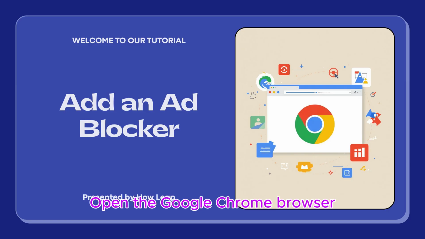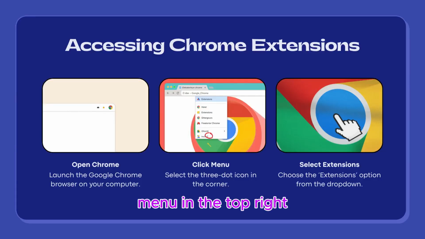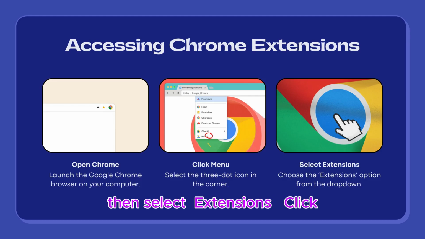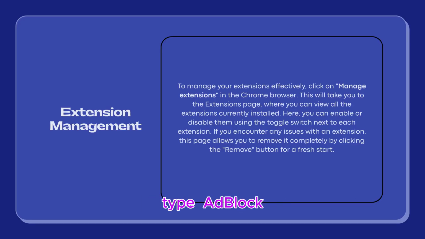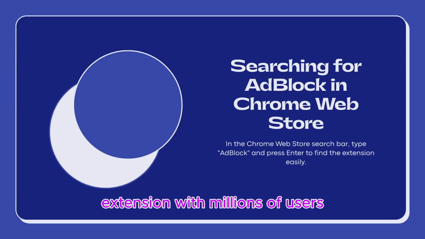Open the Google Chrome browser, click the three-dot menu in the top right, then select Extensions, click Manage Extensions. This opens the Chrome Web Store. In the search bar at the top left, type AdBlock and press Enter. Look for the official AdBlock Best Ad Blocker extension with millions of users.